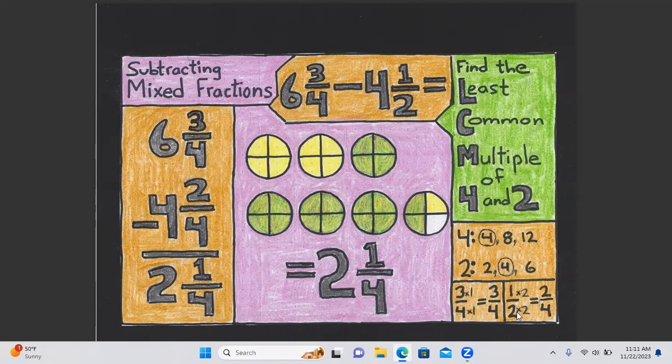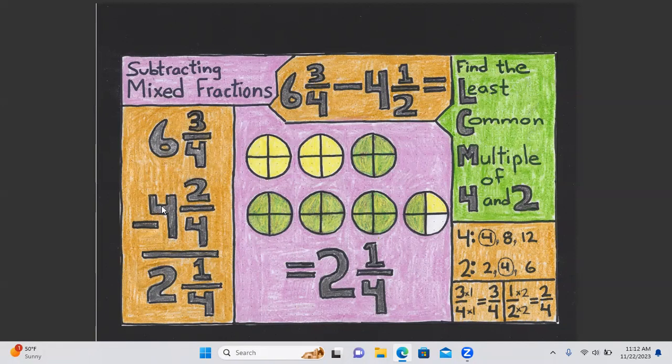1/2 will be slightly changed, right? Because we know that 2 times 2 will give us 4. 1 times 2 will give us 2. And as you can see, 2/4 is equivalent to 1/2. And so we're going to replace 1/2 with 2/4, and we're going to move right over here. And so now we still have 6 3/4, which we have right here because it's not going to change in this case.